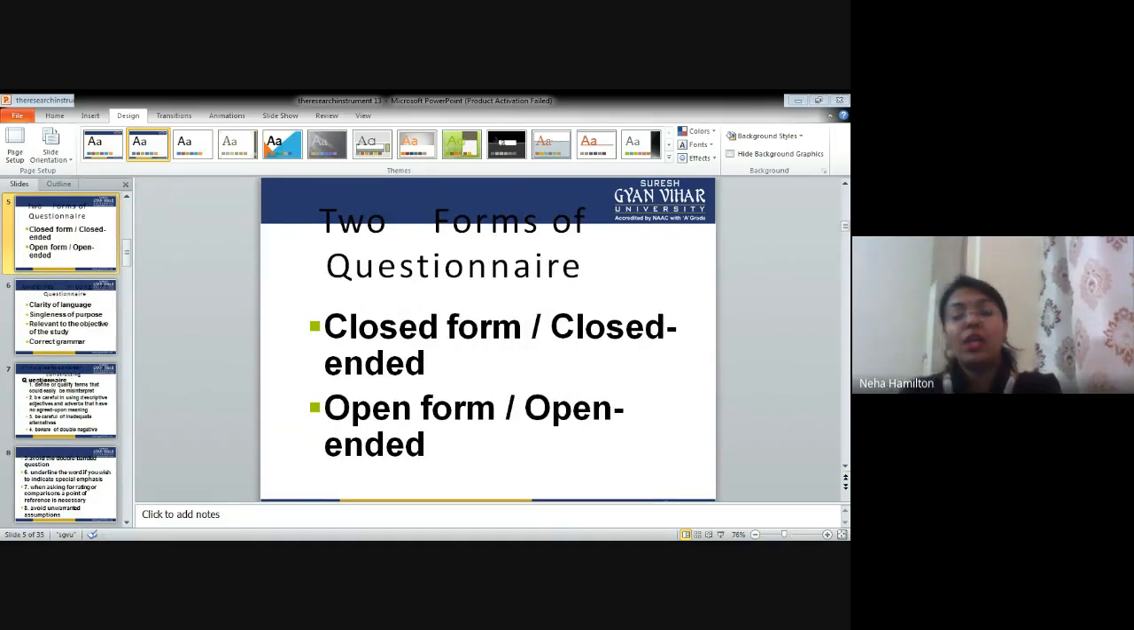Okay. Now there are two forms of questionnaire. The first is called the closed form and the second is called the open form questionnaire. So the closed-ended questionnaire is a questionnaire which has a fixed set of objective questions. Now there are two types of questions. The first is called the objective question and the second is called the subjective question.